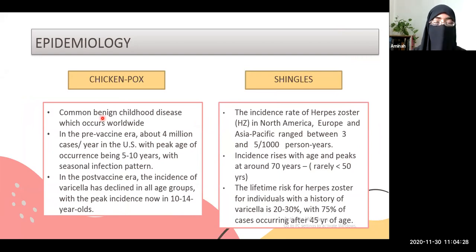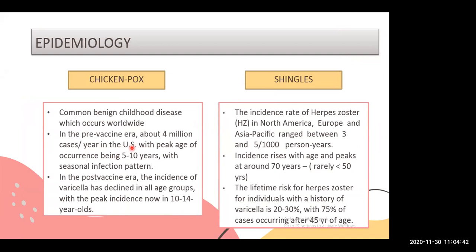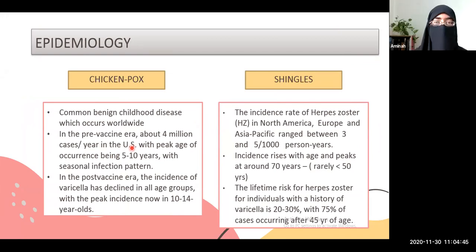Both chickenpox and shingles have a worldwide distribution. In countries like the US, after the introduction of the varicella vaccine in the 1990s into the national immunization program, there has been a great decline in cases in all age groups and a shifting of the peak age of occurrence to an older, though still childhood, group of 10 to 14 years. As for Malaysia, I couldn't find an exact incidence because though varicella is highly contagious, it's usually mild and self-limiting in children, it's not a notifiable illness, and it's not a major public health concern.